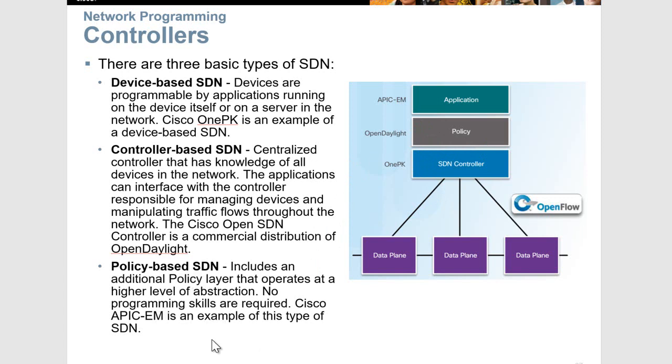And policy-based SDN includes an additional policy layer that operates at a higher level of abstraction. No programming skills are required. Cisco APIC-EM is an example of this type of SDN. So you add this application layer on top of it. So you'd have all three in that example.